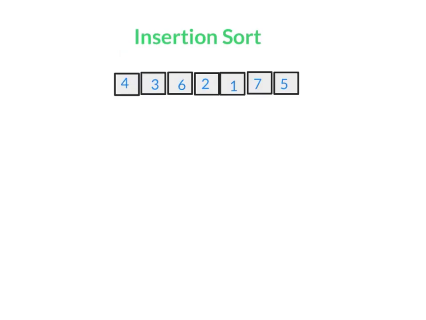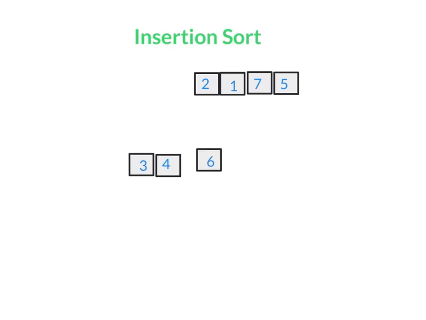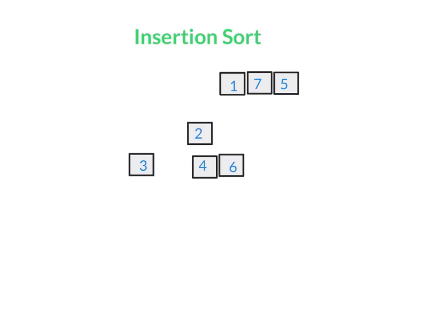Insertion sort works by taking each element as you see it and then putting it in a sorted subarray. So our first element is 4. Trivially, we just have 1 element, so it's sorted. Now we have 3. Now 3 is smaller than 4, so we're going to move 3 in front of 4. Then we have 6. 6 is larger than 4, so it's in the right place. Now 2. With 2, 2 is smaller than 6, it's smaller than 4, and it's smaller than 3, so we're going to put 2 at the front.